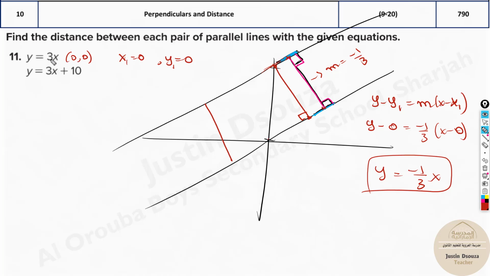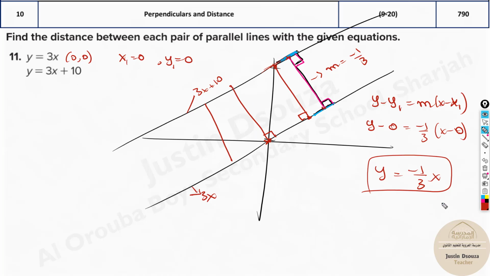The perpendicular line touches this equation 3x, right? So it should be this line, like this. Why? Because 0, 0 is this point, guys. This intersection point I know for this equation. This is 3x, and this is 3x plus 10. If it was this point also you can do it, but better to take the first equation itself.